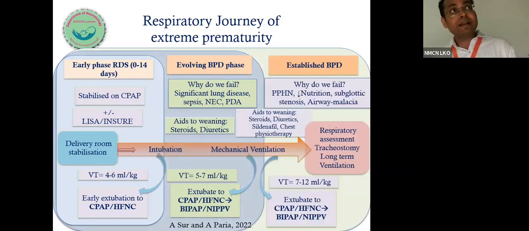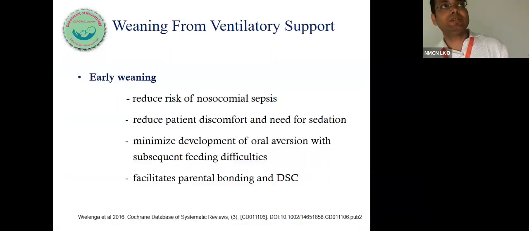Then, further, the child can go into established BPD. And most of the time, the reasons are different. There can be background PPHN, there can be poor nutrition in these babies, there can be airway anomalies. And the definitive treatments that can be given are the use of steroids, diuretics, sildenafil, chest physiotherapy. So in this scenario, we need to reassess the respiratory airway as well as the parenchyma. We can proceed with the tracheostomy, and some of the babies might require long-term ventilation. These babies can be extubated to HFNC, CPAP, or NIPPV depending on the situation.